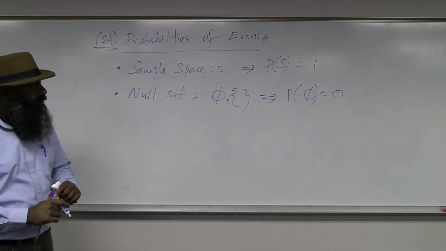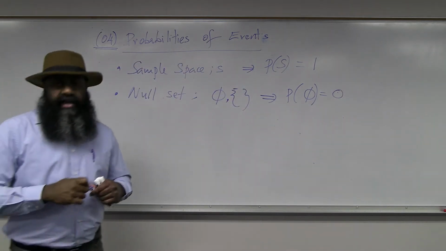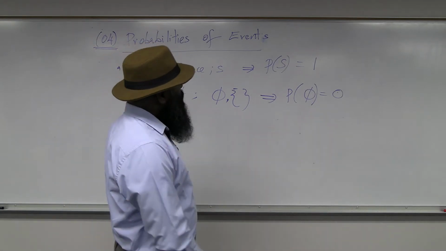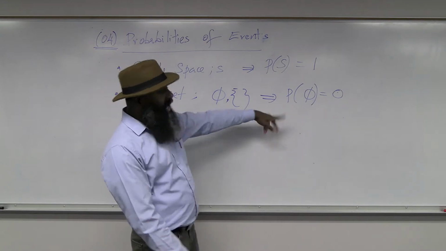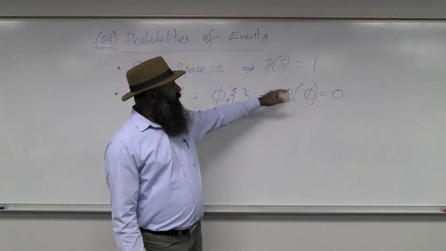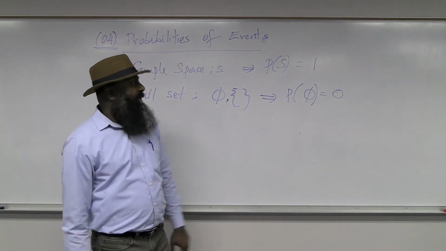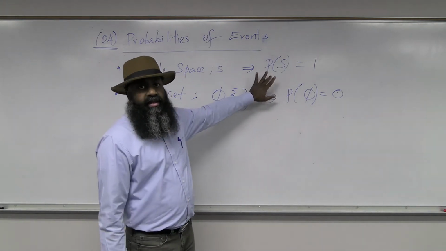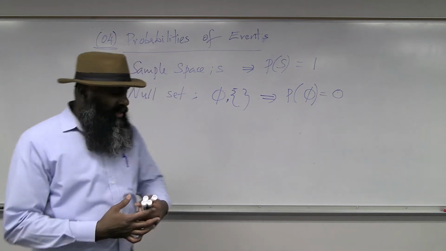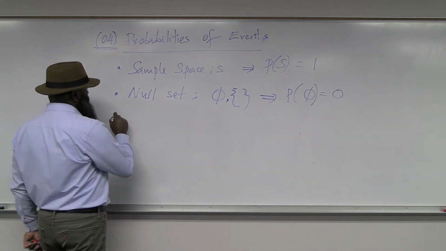Okay? So any other set will be between these two. Okay? Any other set can be considered larger than the null set and larger than or equal to the null set to be theoretically correct, and smaller than or equal to the sample space. Okay? So let A be any other set.